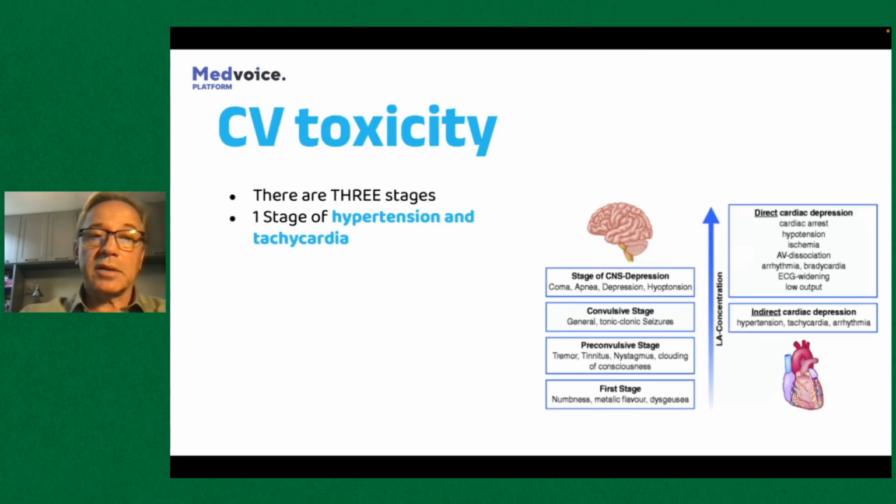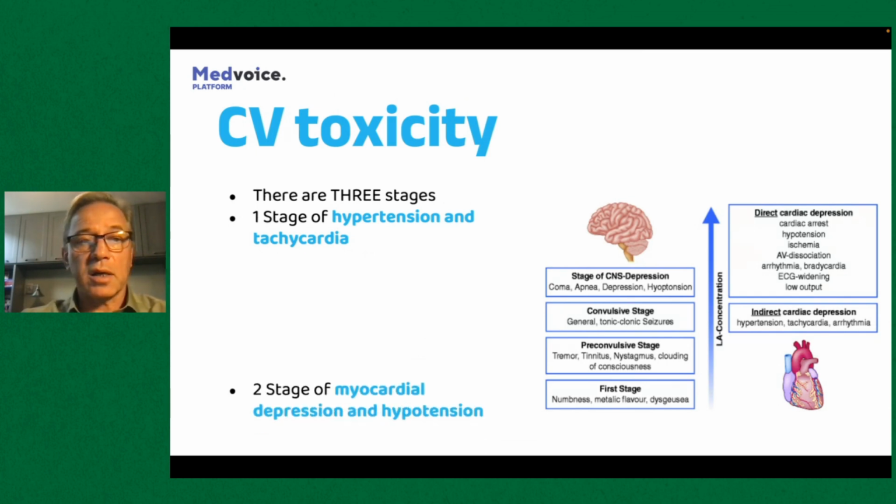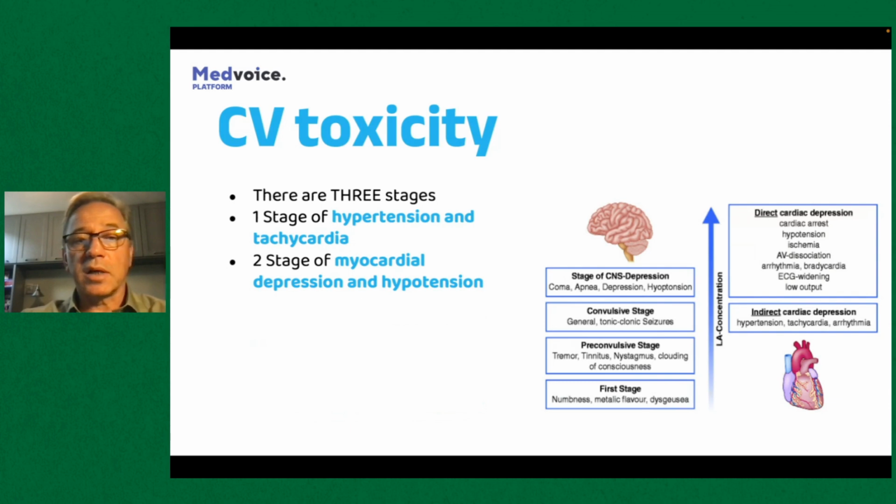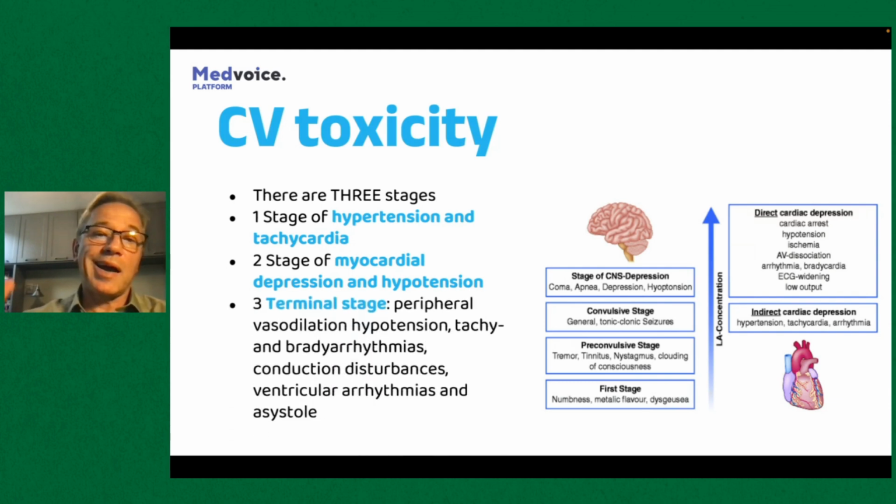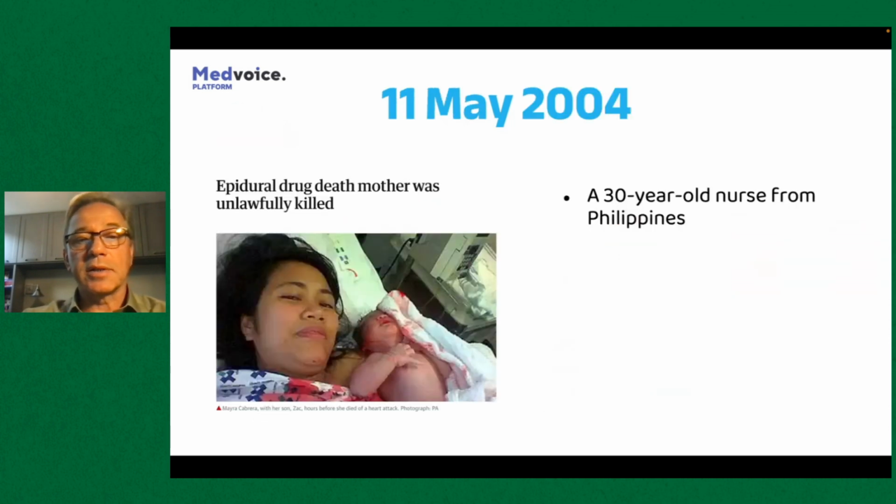Cardiovascular toxicity is classically described in 3 stages. First stage of hypertension and tachycardia, then second stage of myocardial depression and hypotension, and the terminal stage where you have massive peripheral vasodilation, hypotension with vasodilation, tachy-bradyarrhythmias, conduction disturbances, ventricular arrhythmias, and eventually asystole.